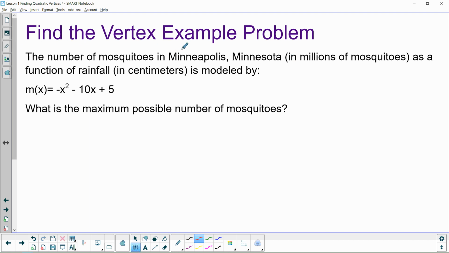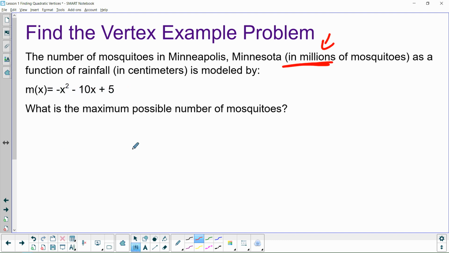All right, so to find the vertex of this problem, let's read the problem first. The number of mosquitoes in Minneapolis, Minnesota, in millions, that's going to be important, so we're going to just write the word millions on our answer, of mosquitoes, as a function of rainfall in centimeters is modeled by this equation. So M is the number of mosquitoes in Minnesota, and X is how much rain we get. So it's negative X squared minus 10X plus 5. What is the maximum possible number of mosquitoes?